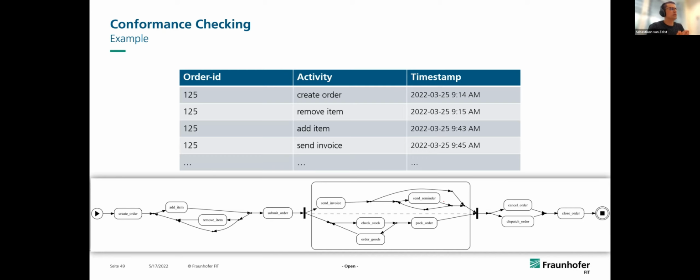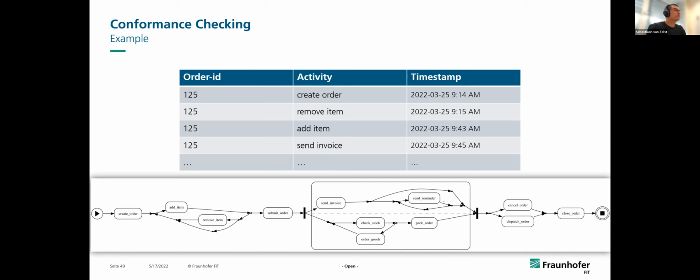And let's assume that the model on the bottom, which I discovered, is actually also how we want the process to behave. So it's a model that's representative for the process behavior. Now, if we take a look at this table and we assess the model, we observe that there are problems in the execution of the process for orders with ID 1, 2, 5.